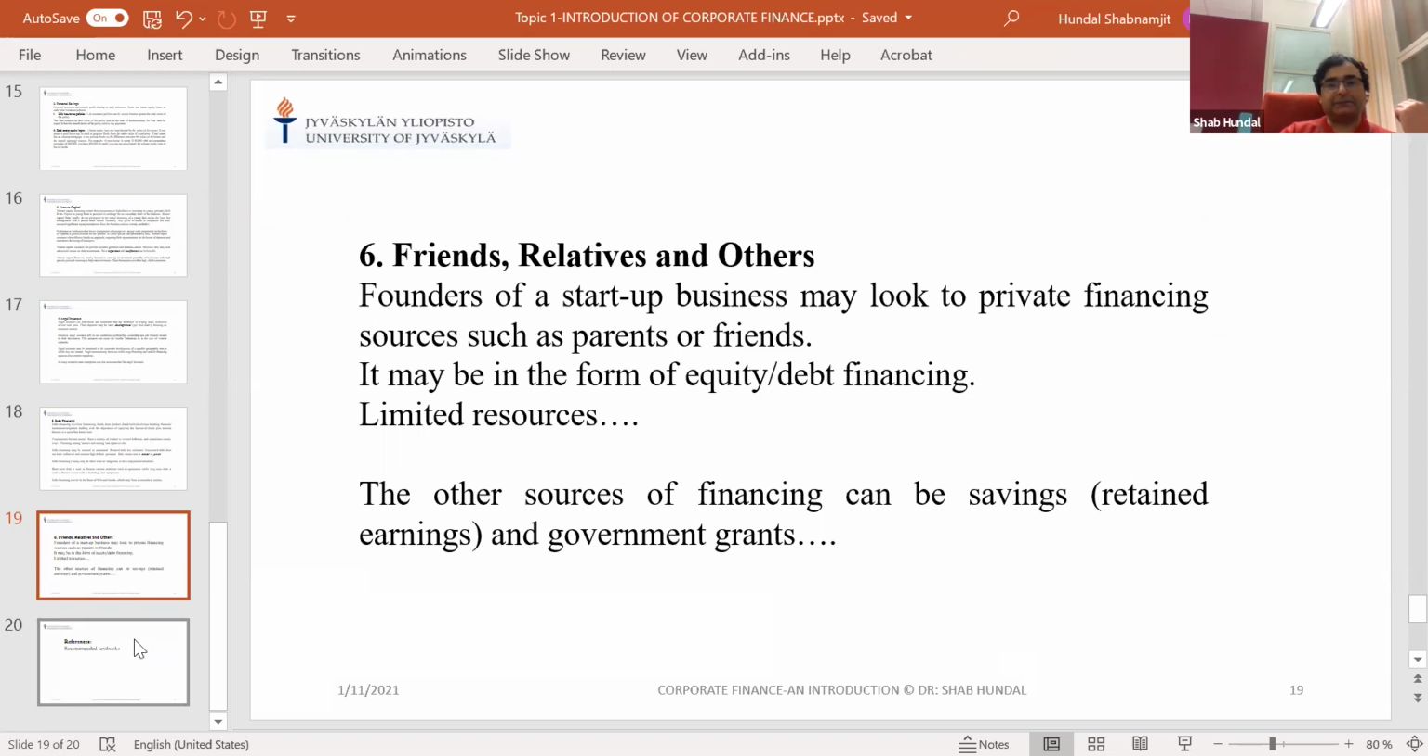Okay, so these are some of the sources of financing. So this topic which we discussed today was kind of a very easy start of the course.